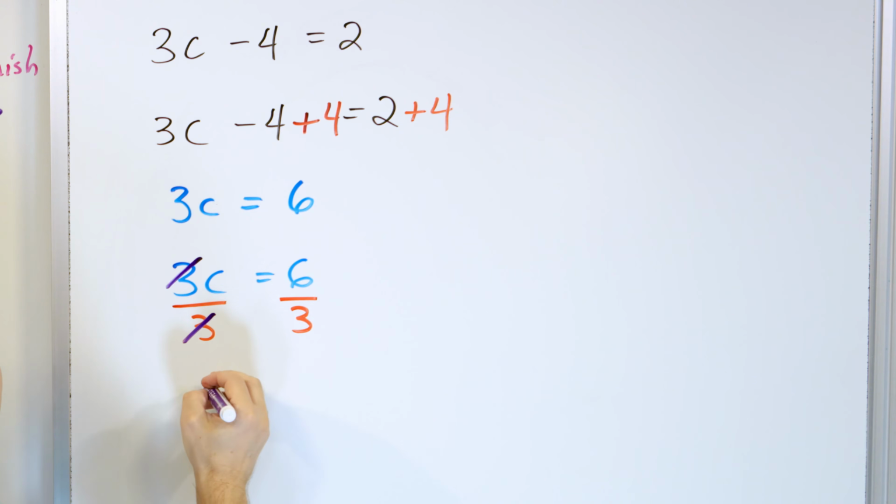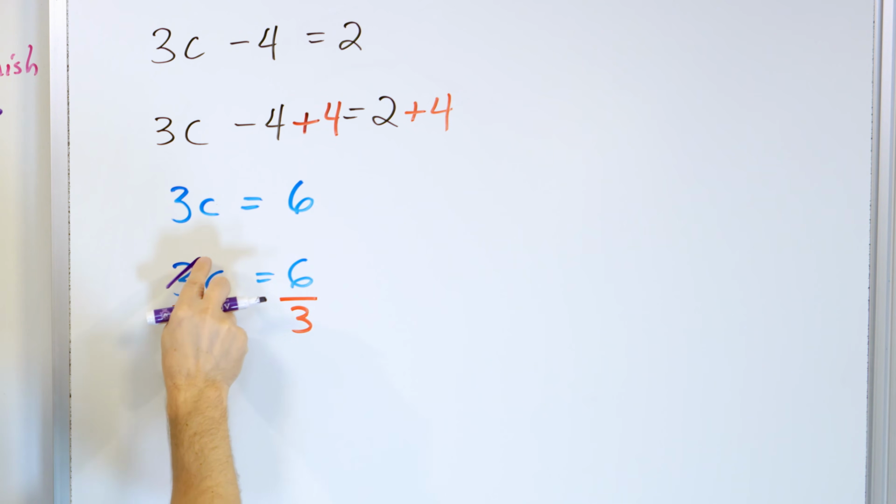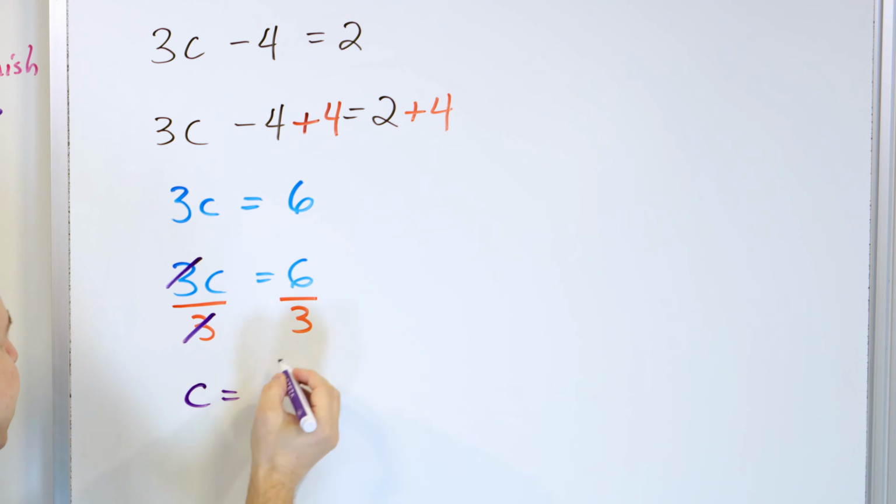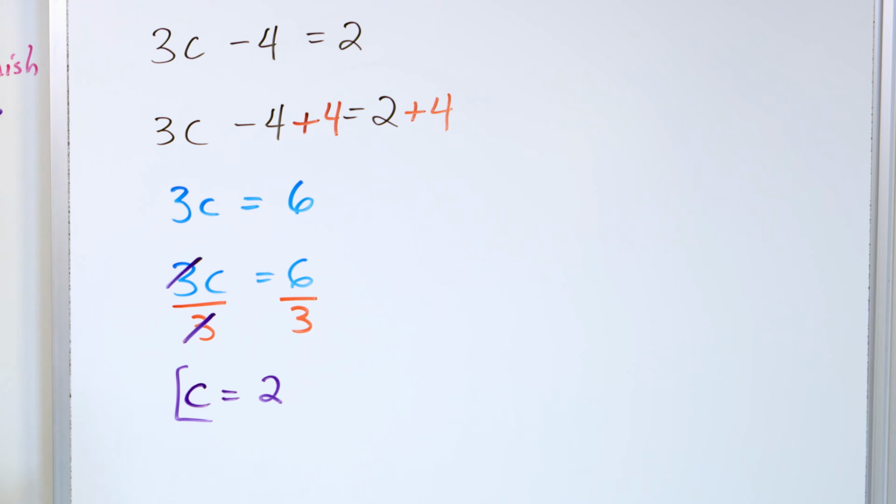3's will cancel. And then notice how everything's multiplied in the top, so we can cancel these 3's. We have a single c left over. 6 divided by 3 is 2, and this is the final answer.